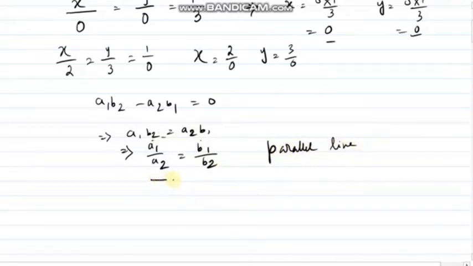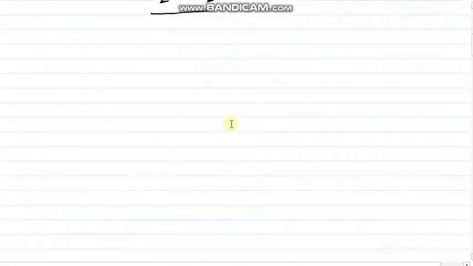So this part is known as the determinant of the lines. If the determinant of any simultaneous equations becomes 0, we can't solve these equations. So how do we find the value of this determinant?